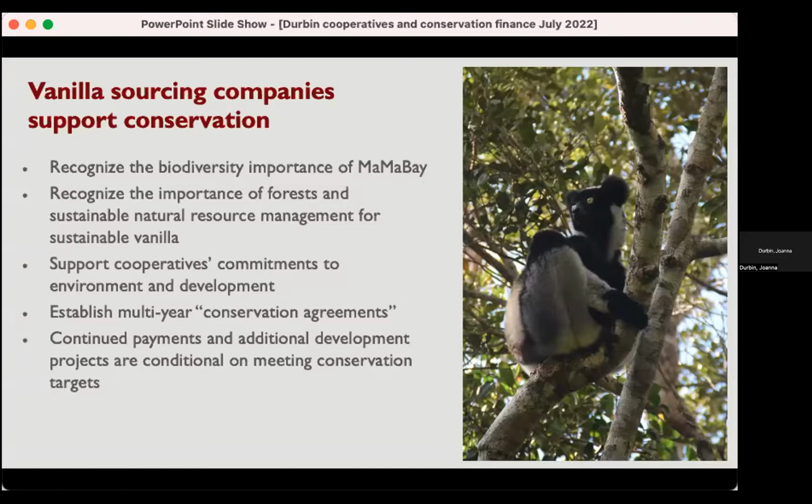We're in the process of establishing conservation agreements, which have been used for similar purposes around the world as a payment for results mechanism, where continued payments for conservation and then bonus development activities are conditional on meeting conservation targets. So next slide, please.